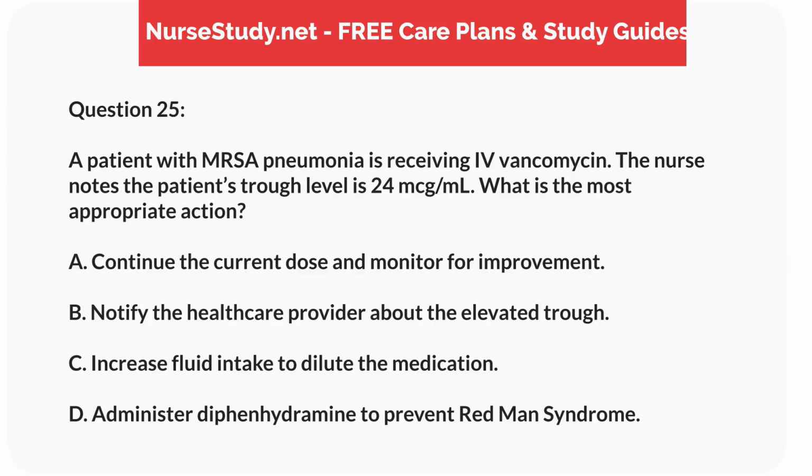Question 25. A patient with MRSA pneumonia is receiving IV vancomycin. The nurse notes the patient's trough level is 24 micrograms per ml. What is the most appropriate action? A. Continue the current dose and monitor for improvement. B. Notify the healthcare provider about the elevated trough. C. Increase fluid intake to dilute the medication. D. Administer diphenhydramine to prevent red man syndrome.